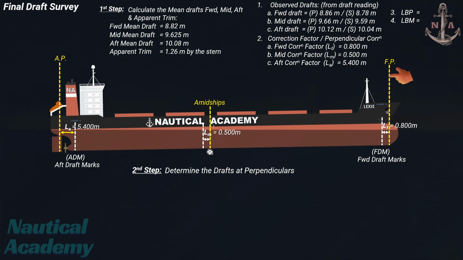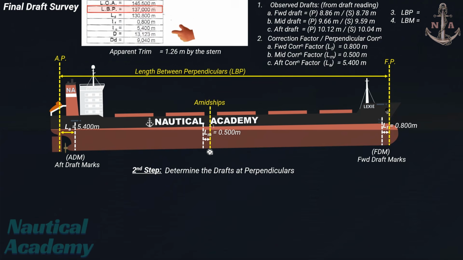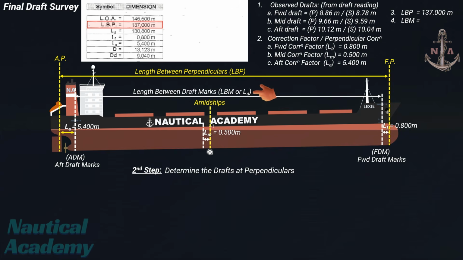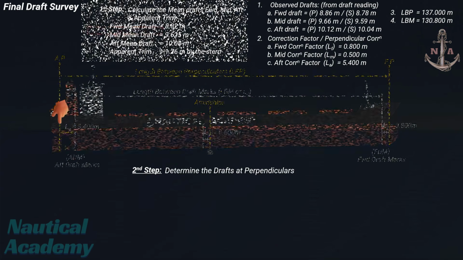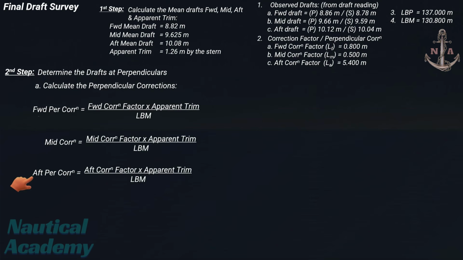Now, the horizontal distance from forward perpendicular to aft perpendicular is called length between perpendiculars, which is 137 meters. Meanwhile, the horizontal distance from forward draft marks to aft draft marks is called length between draft marks or length between marks, which is 130.80 meters. To determine the drafts at perpendiculars, let's first calculate the perpendicular corrections for forward, midships, and aft using these formulas.